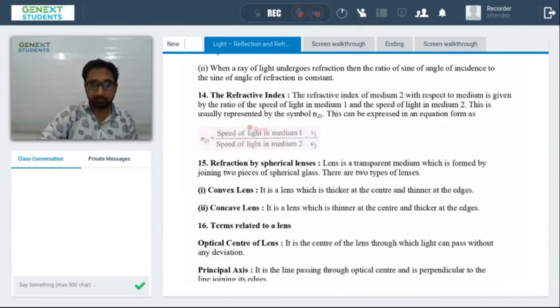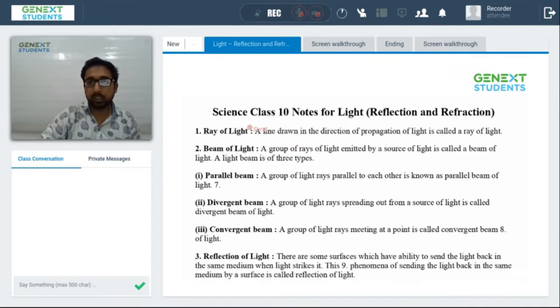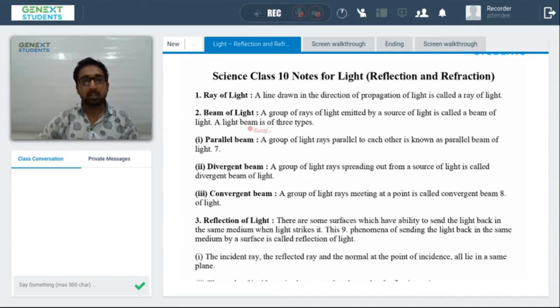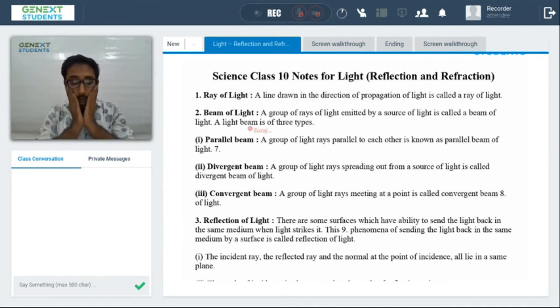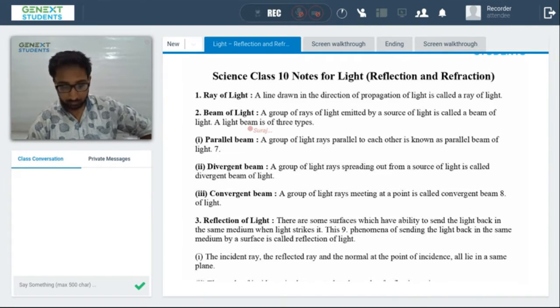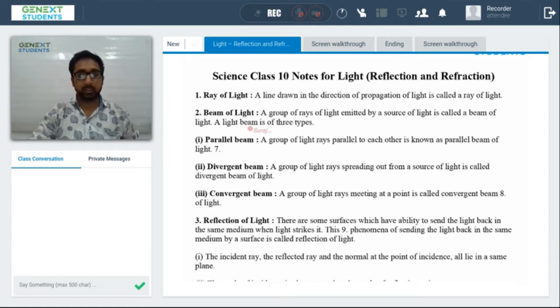We're starting with light, right? Reflection of light. Can you see the science notes on light on the screen? All right. Perfect. So let's start. Great.